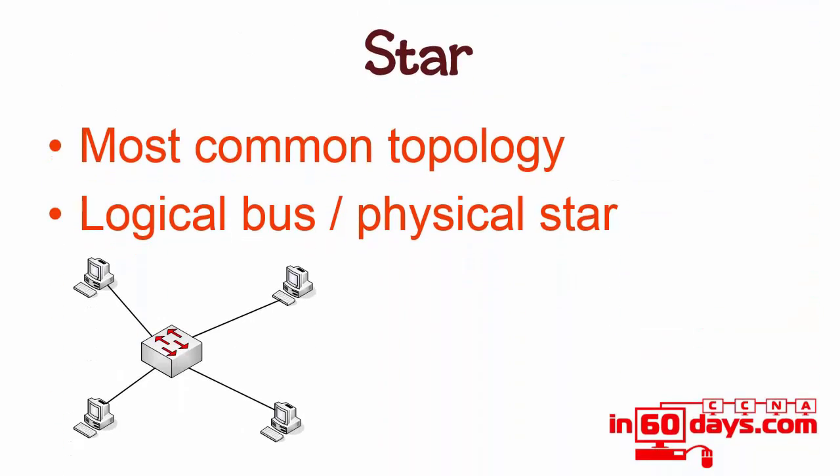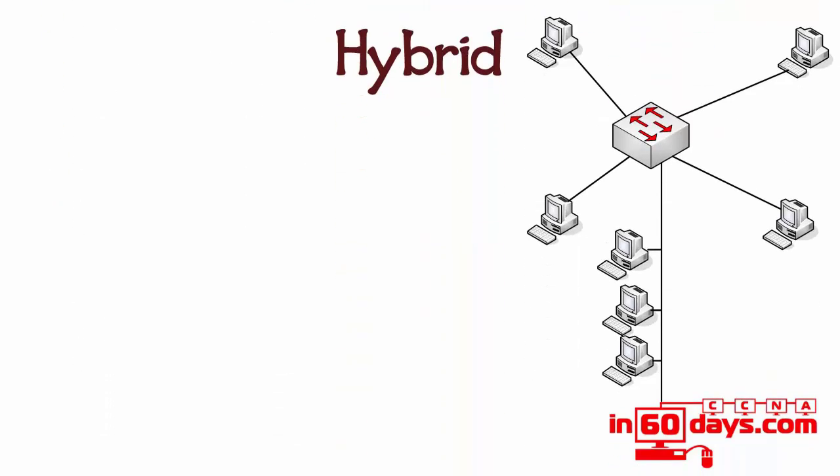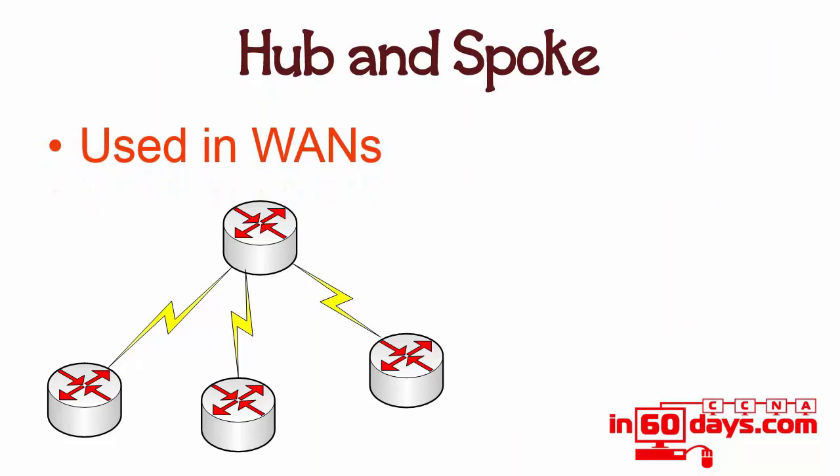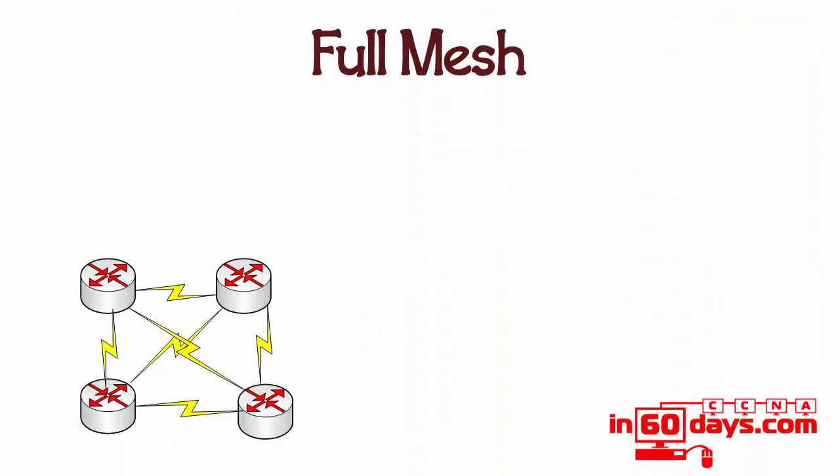Star is the most common one you'll see today, where various devices plug into a switch and then a switch will plug into another switch and so on. It's a logical bus. It works logically as a bus, but physically when you look at it you'll see a star. And of course you can have a hybrid, which is a bit of one and a bit of the other. Hub and spoke, used in wireless area networks, remote offices connecting to various interfaces on your headquarters router.